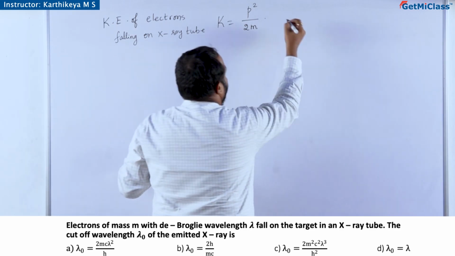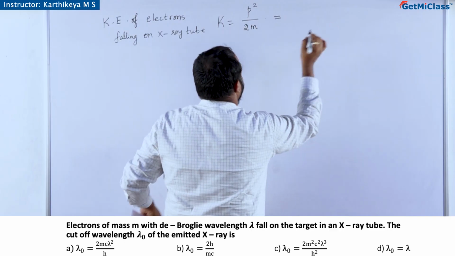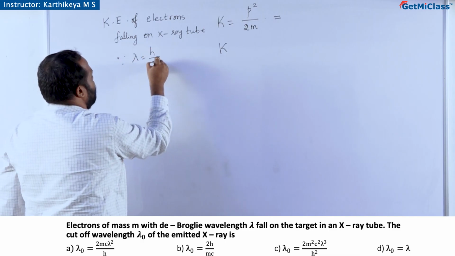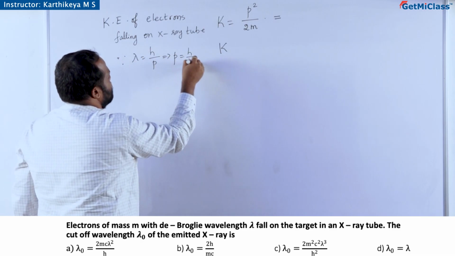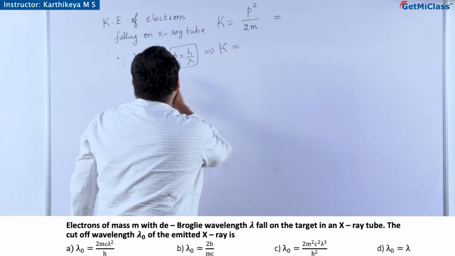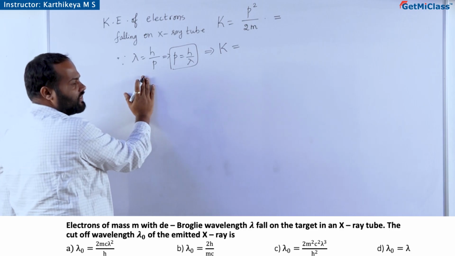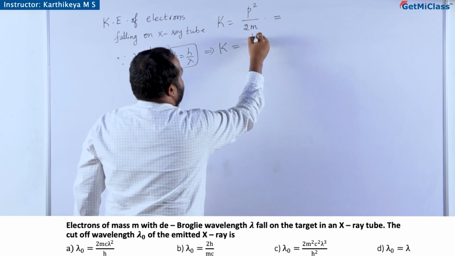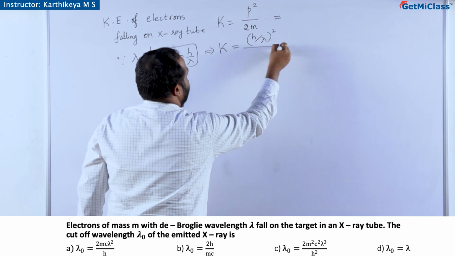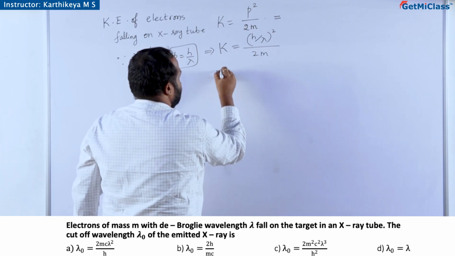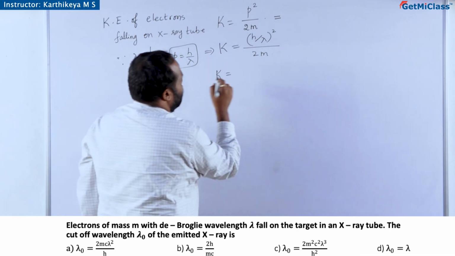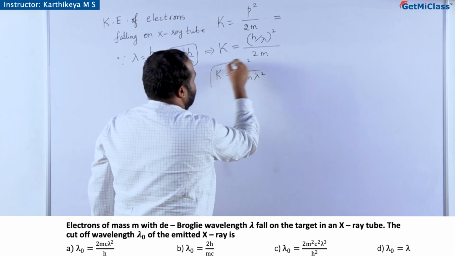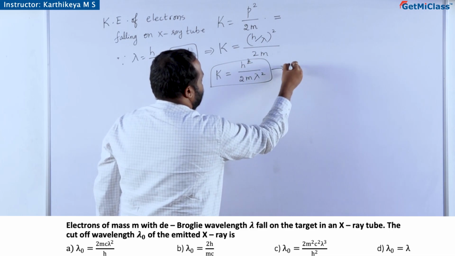Now, by de-Broglie's hypothesis, since lambda is h by p, p can be written as h by lambda. De-Broglie wavelength lambda is equal to h by p. So K should be written as, instead of p, I will substitute h by lambda, divided by 2m. So the kinetic energy of the electrons falling on the X-ray tube is h square by 2m lambda square. This is equation 1.